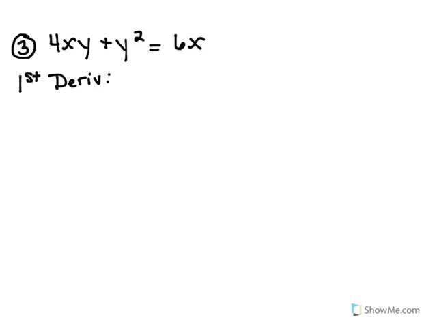Here is our third and final example for finding a second derivative using implicit differentiation. This one's going to be a little bit longer because there is a product involved in the original function. So let's start with our first derivative.